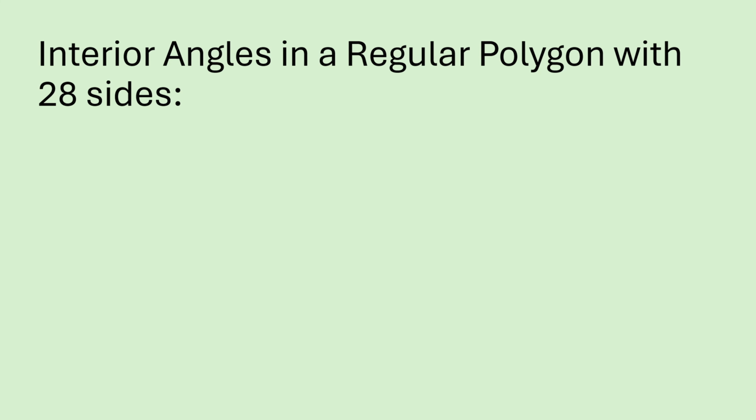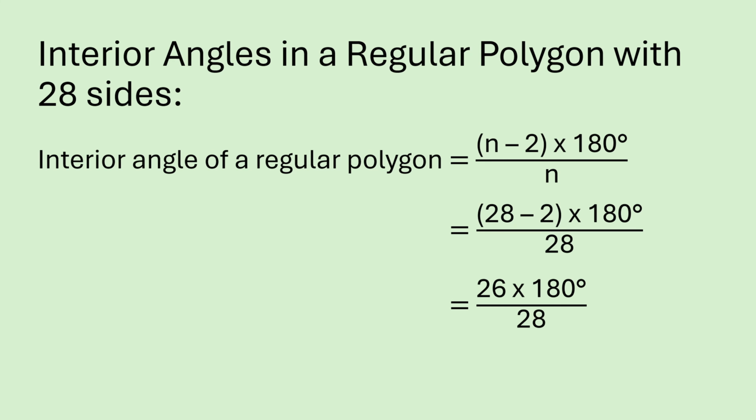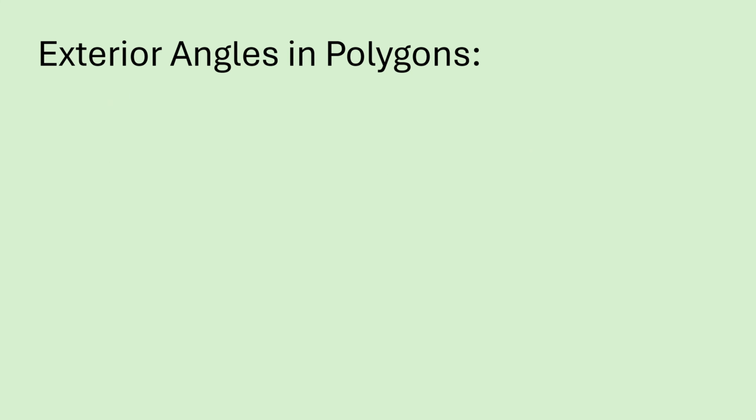Next, interior angles in a regular polygon with 28 sides. As we know, this is the formula for the interior angle of a regular polygon. Here n is equal to 28. So when we further simplify this equation, 26 multiplied by 180 degrees divided by 28 is equal to 167.14 degrees.